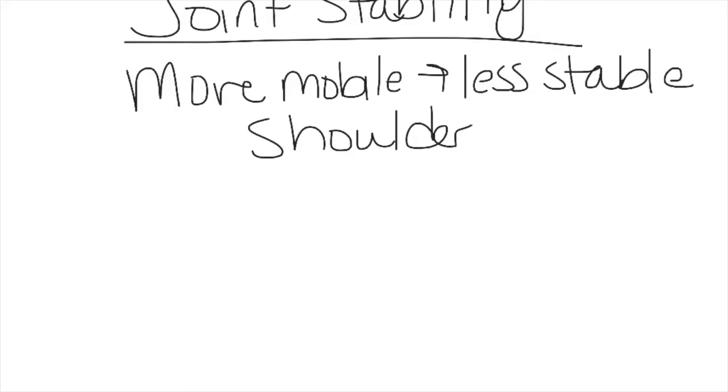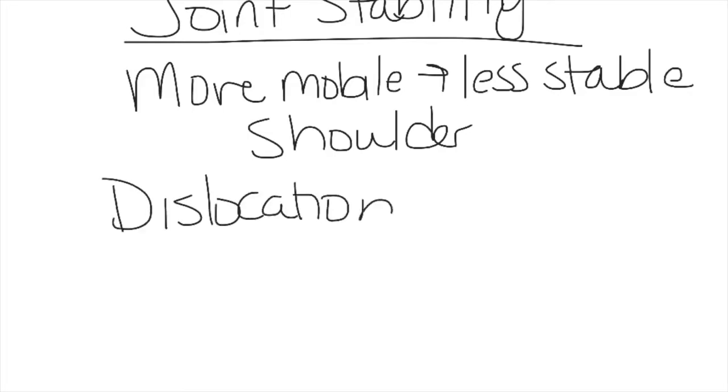So when we have an unstable joint, we could end up with a dislocation. A dislocation is where the articulating surfaces are completely forced out of position. So where they were together, they're completely forced out of position. This is going to cause a lot of damage to those accessory structures.